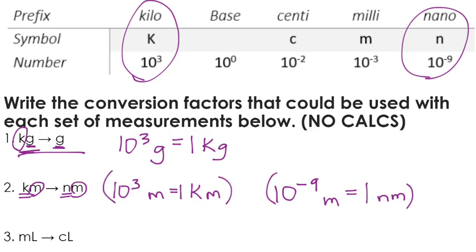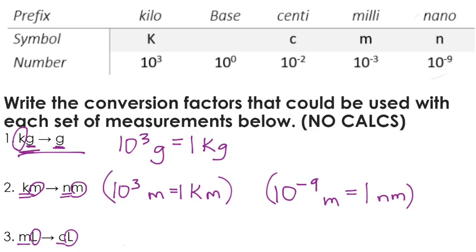This next one, finding our base unit, the part that's the same between both, it's going to be liters. And once again, we see two different prefixes here. Our little m is milli, and then our c is centi. So we're going to have to write two different unit equations here.